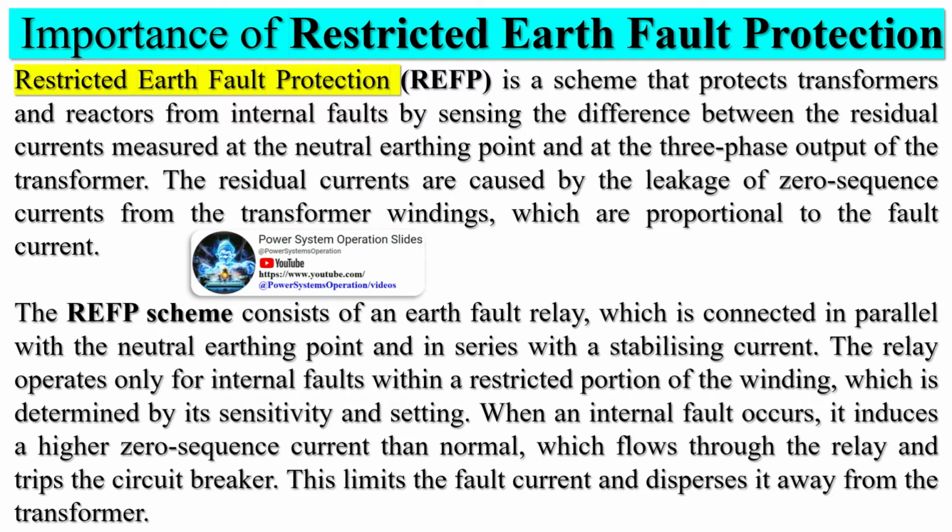The relay operates only for internal faults within a restricted portion of the winding, which is determined by its sensitivity and setting. When an internal fault occurs, it induces a higher zero-sequence current than normal, which flows through the relay and trips the circuit breaker. This limits the fault current and disperses it away from the transformer.